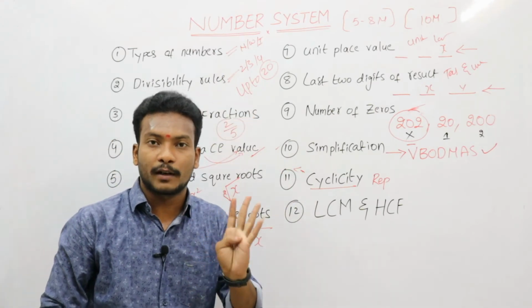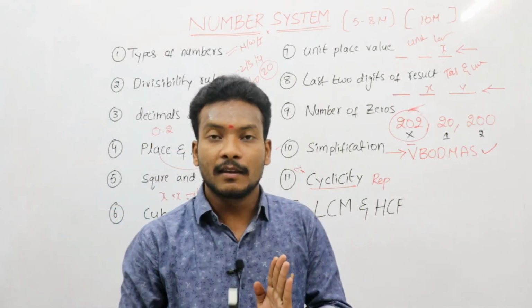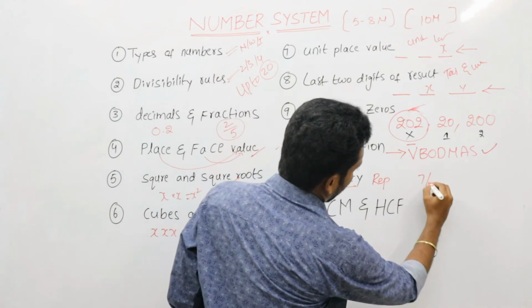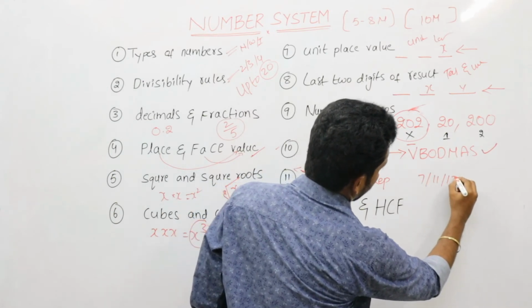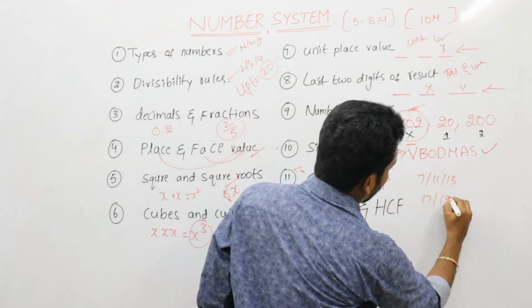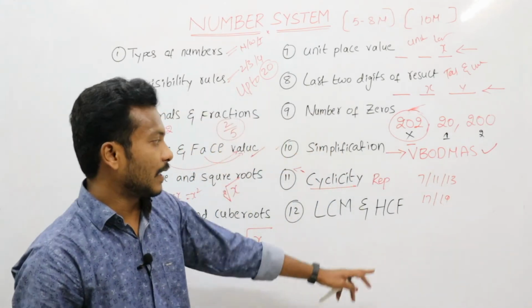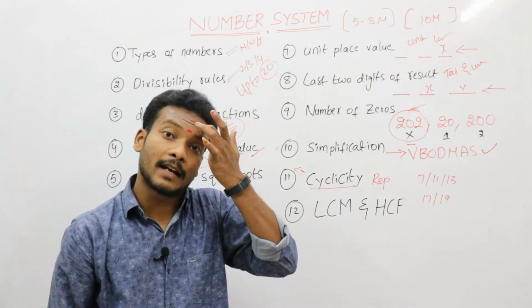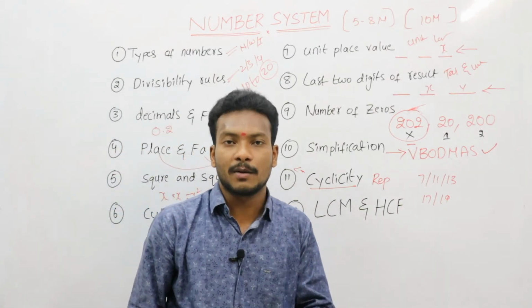Whenever the divisibility rule for 2, 3, 4, 5, 6, it is not a problem. But whenever 7, 11, 13, 17, 19, these five numbers we use an oscillator, that is, a negative oscillator or a positive oscillator.